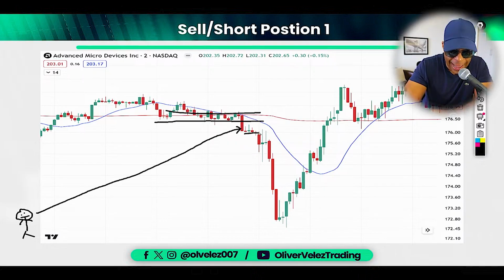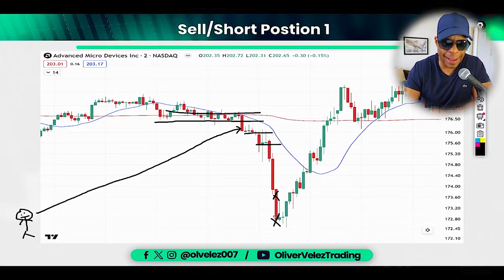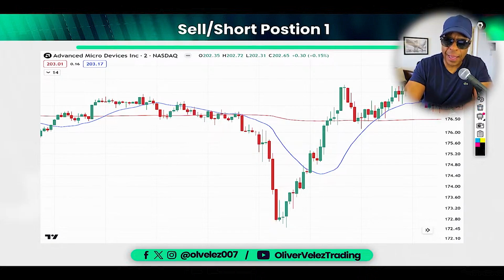Color change add. Boom. Color change add again, as long as it's not too far. That's fine. Boom. Profit take, profit take. Go to the beach. La playa. Same thing every single time.